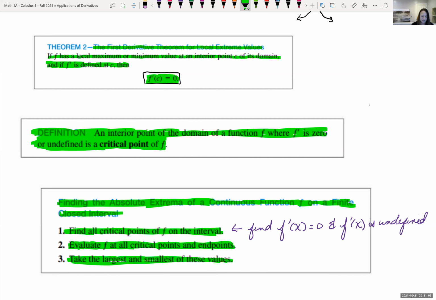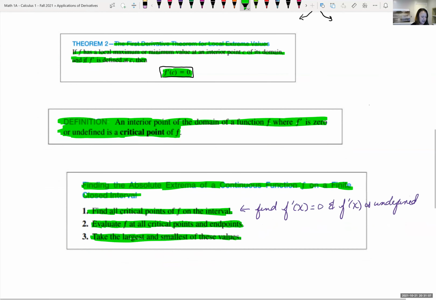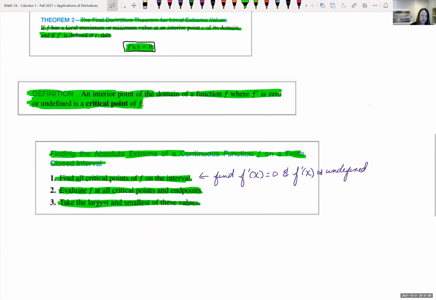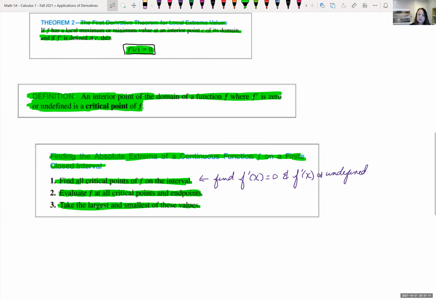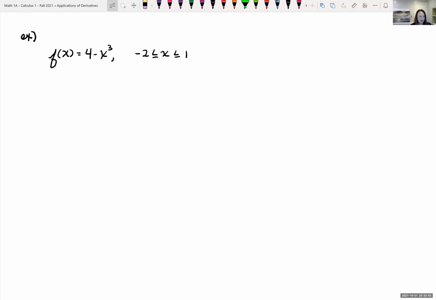Okay, so now we get to do the fun part and look at some examples and use some algebra and calculus to solve. So we're given an equation, f of x equals 4 minus x cubed. It's on a closed interval between x equals -2 and 1, including those values. And we want to find our absolute extrema, and we want to graph this.